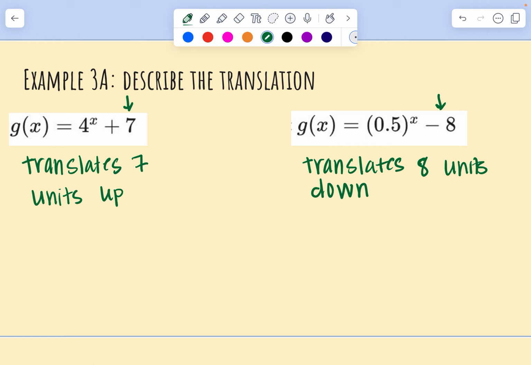You have to make sure that you're saying all of these words. Don't just say up 7, down 8. You have to say translates however many units up or down.